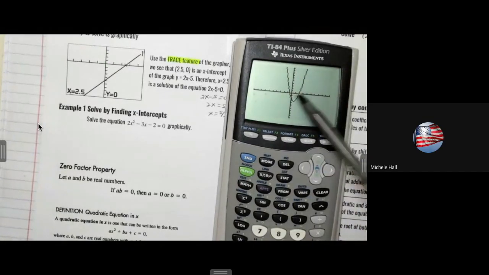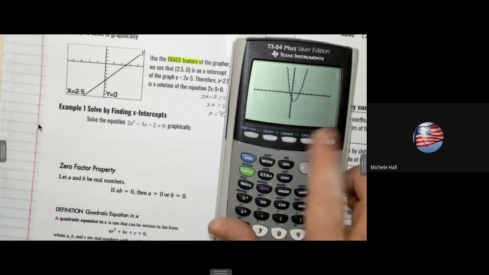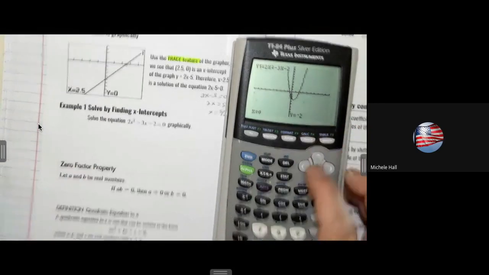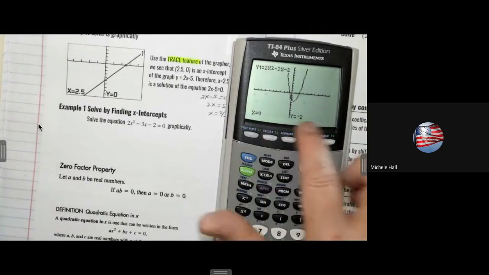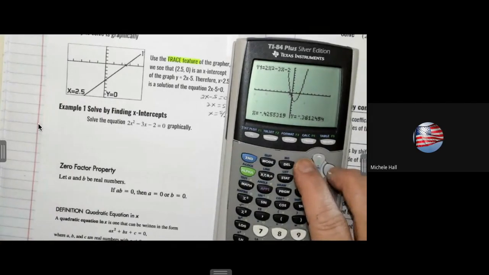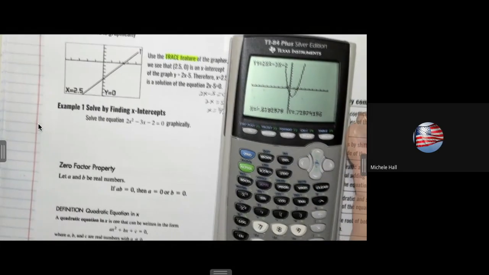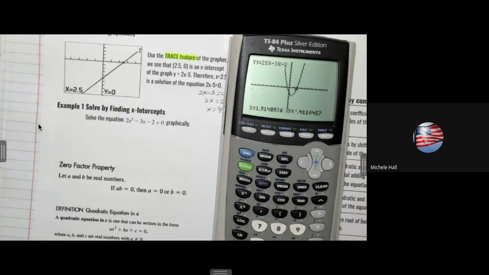So we need to trace, and we're going to use the trace feature, which is right here, trace next to graph. We're going to just trace it until on the bottom it says that y is 0. When it says that y is 0, I know I'm right on the x-axis. And it kind of just jumps right over it, doesn't it? Does yours? Yeah, yours jumps over as well, from -1 to... Let me just show you how to actually calculate the zeros.